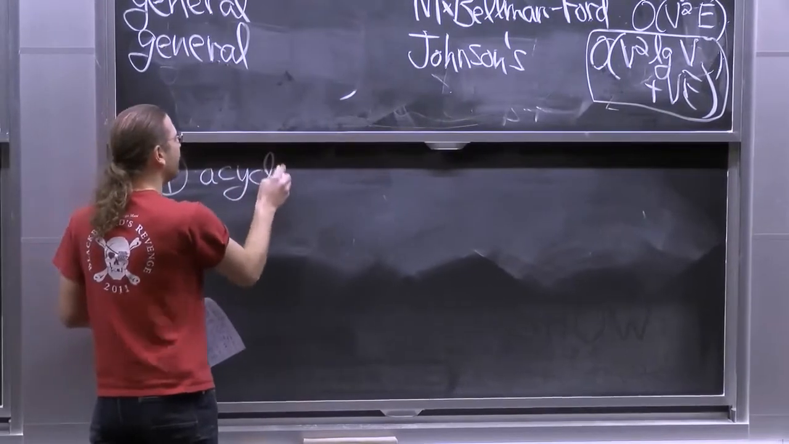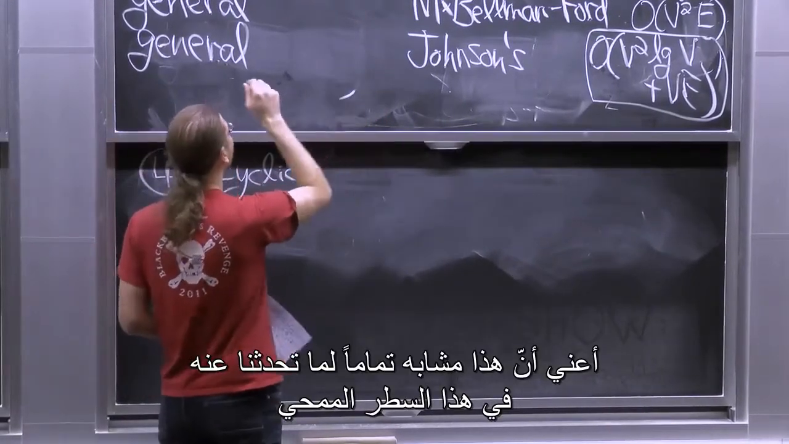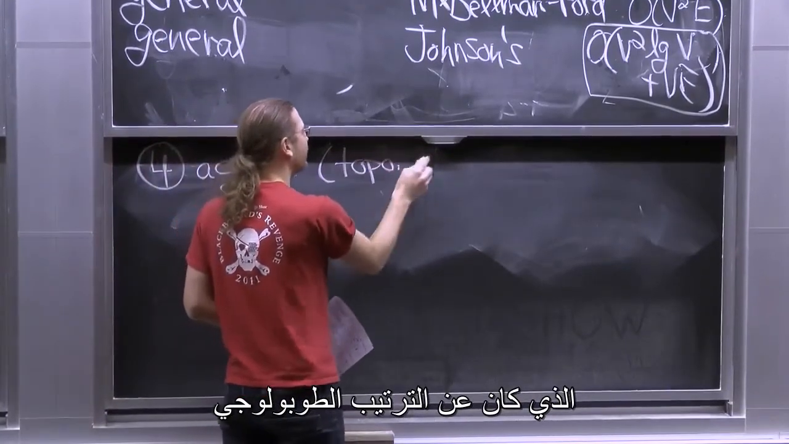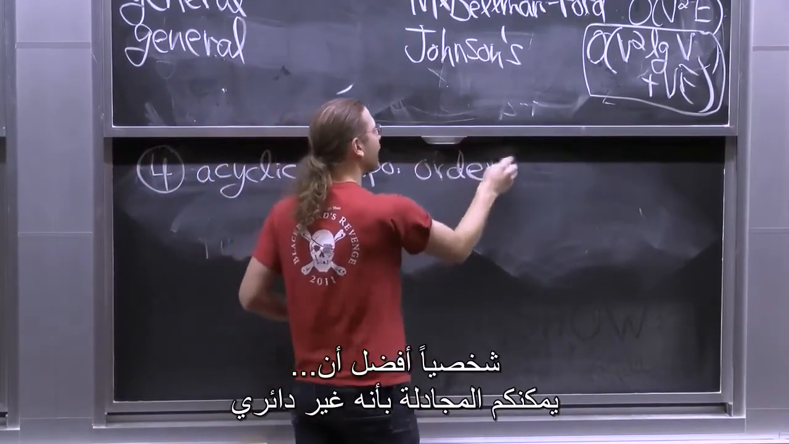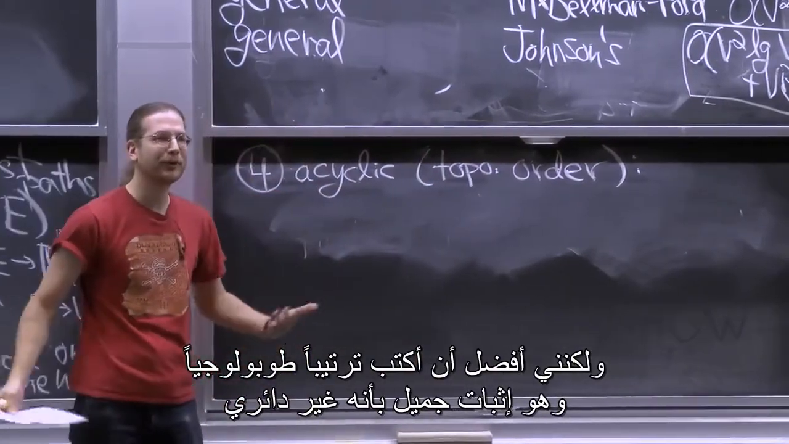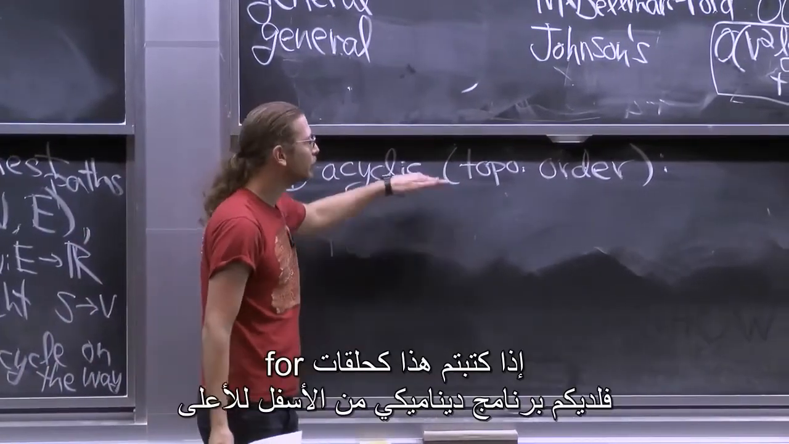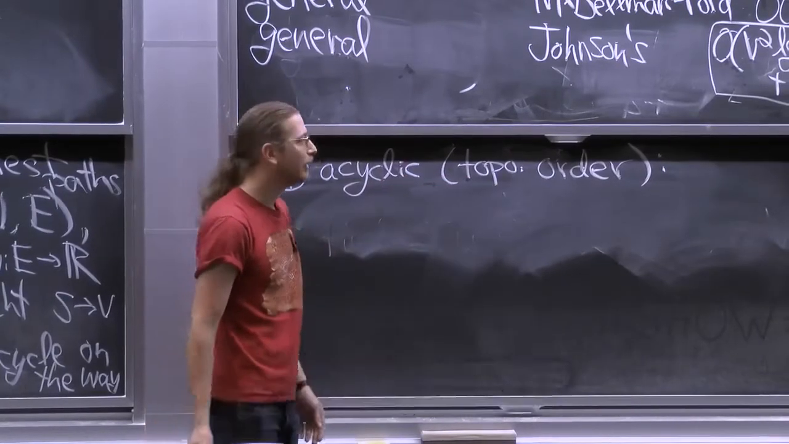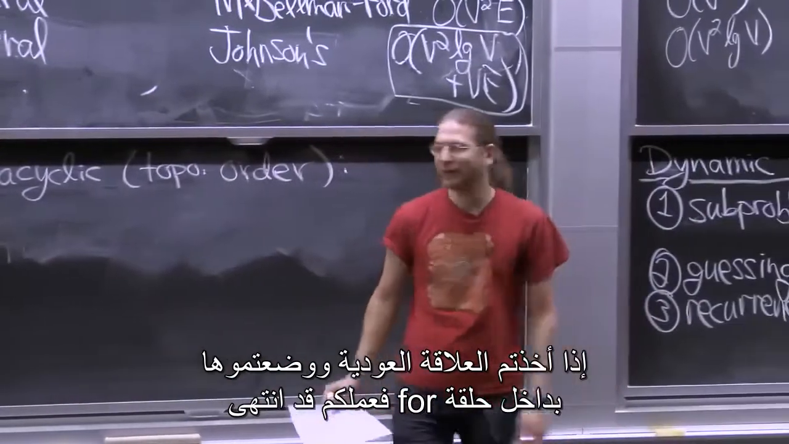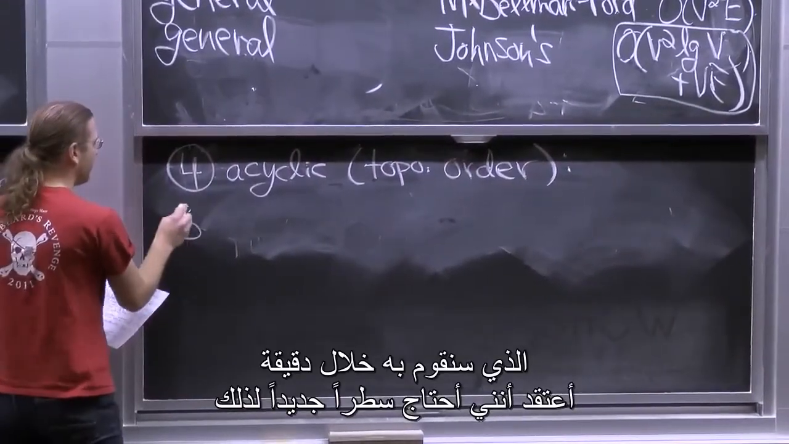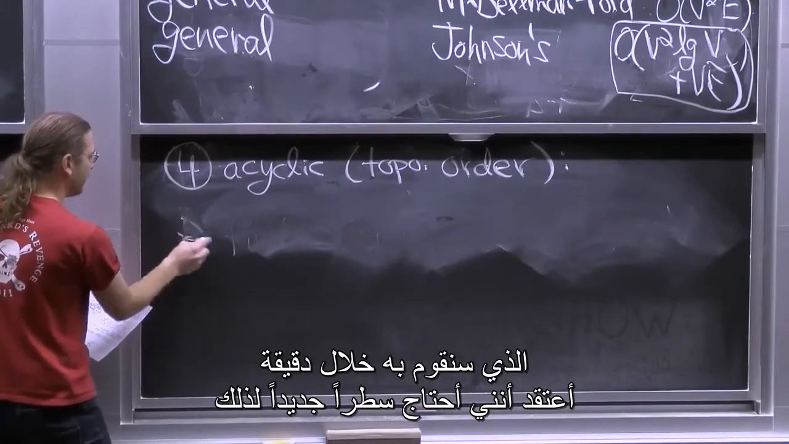This is really the same thing we're talking about in this erased row, which is topological ordering. Personally, you could argue that it's acyclic, but I like to just write down, here's a topological order. That's a nice proof that it's acyclic. If you write that down as for loops, then you actually have a bottom-up DP. If you just take the recurrence, stick it inside the for loop, you're done, which we'll do in a moment. Guess I need a row for that.